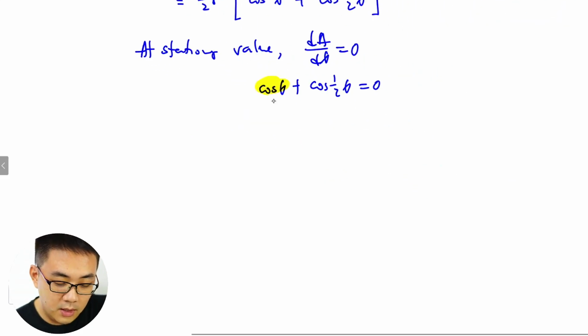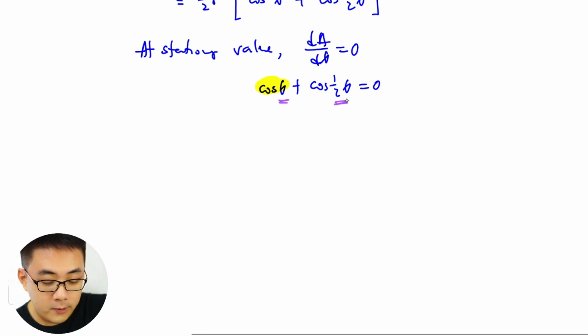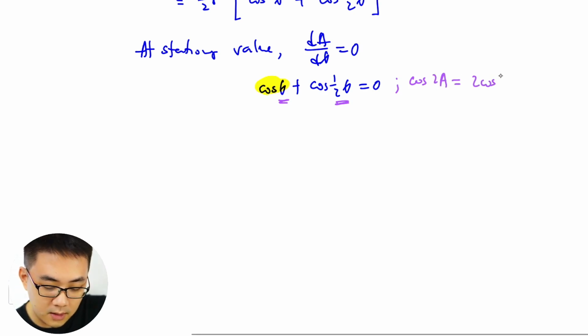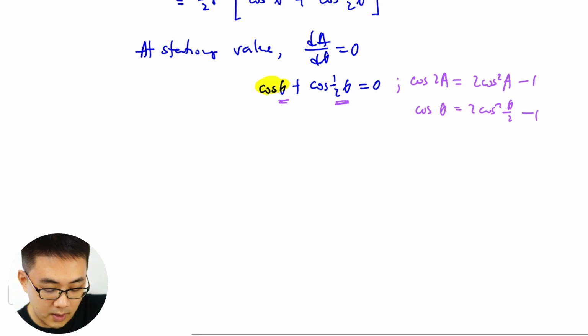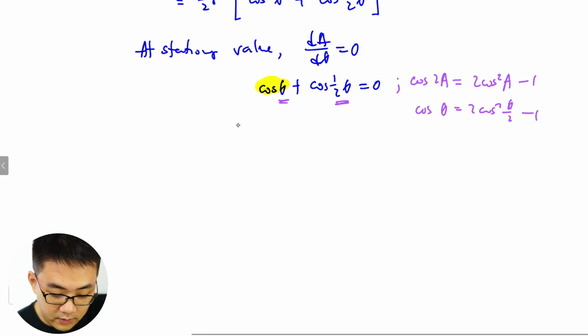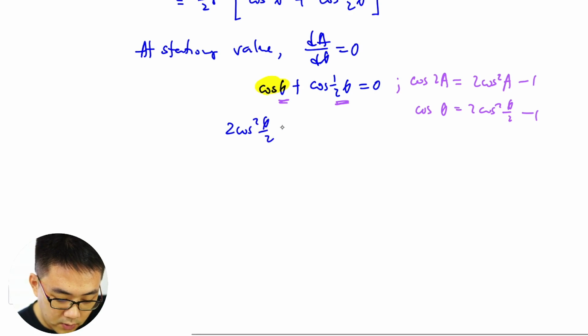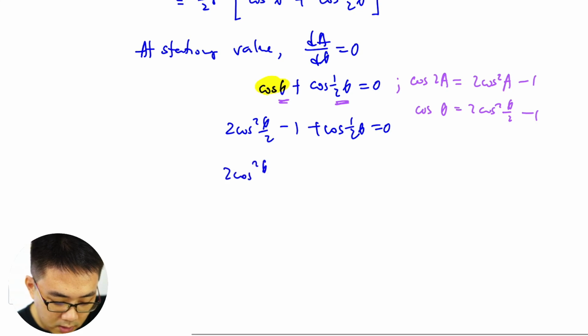Now this is secondary school stuff, so I'm not going to explain too much, but you always look at the angle. If the angles are different, you change to the same one. So this one you can halve the angle. I'm going to use cosine 2A equals 2 cosine squared A minus 1, so cosine theta equals 2 cosine squared (theta over 2) minus 1, where A is theta over 2. This gives us 2 cosine squared (theta over 2) minus 1 plus cosine half theta equals 0.